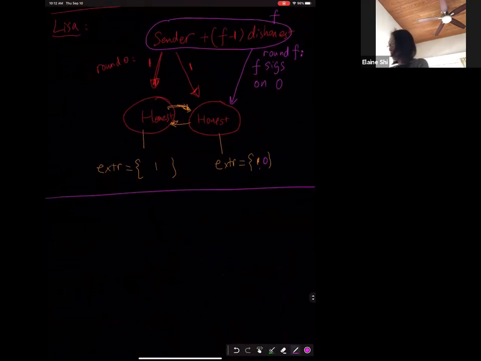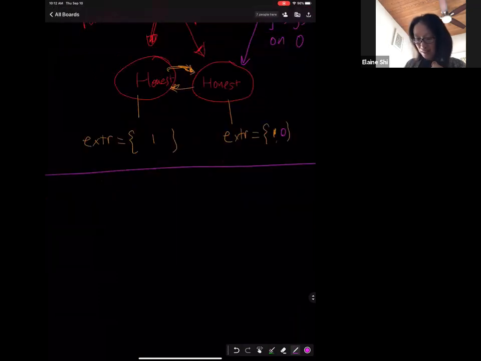We are going to prove that the protocol has consistency. Then in your homework exercise, you should prove that it also has validity. The validity proof is relatively simple. The consistency proof is also pretty simple, but it has more lines than the validity proof. So the first lemma, let's call it lemma 1.